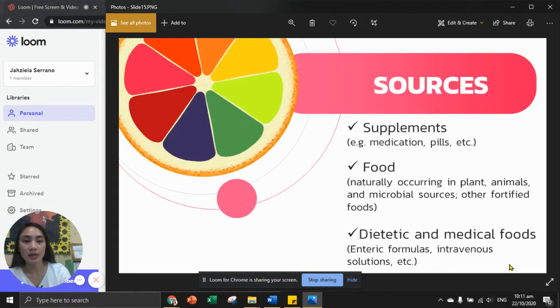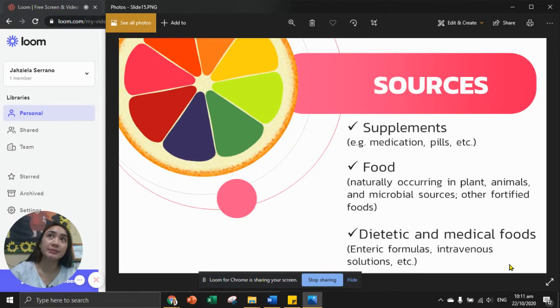So, let's talk about sources. So, saan ba makukuha ang vitamins? So, first and foremost, of course, alam naman nating lahat that vitamins could be from supplements. So, ito yung mga medications nyo or pills. So, for example, stress tab, no? Stress tab is a multivitamin with added iron and also vitamin C.